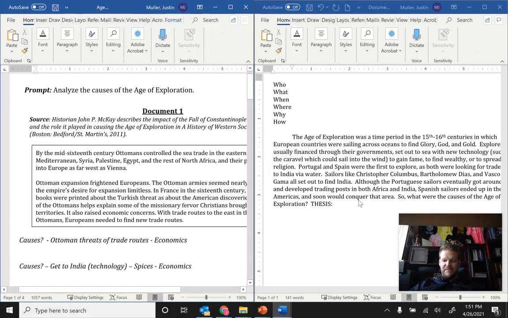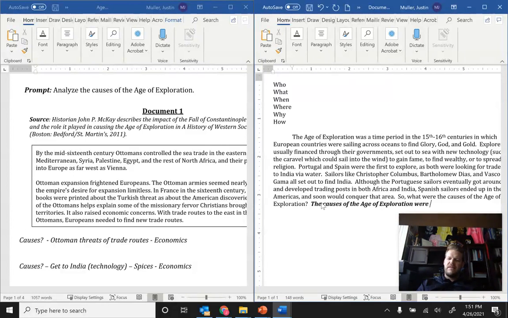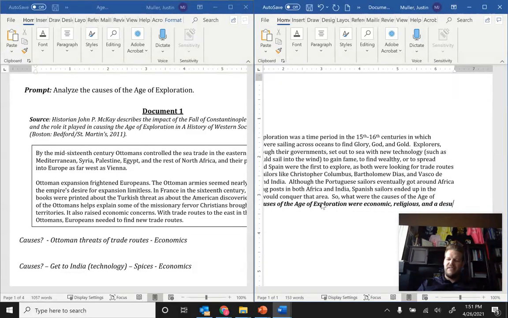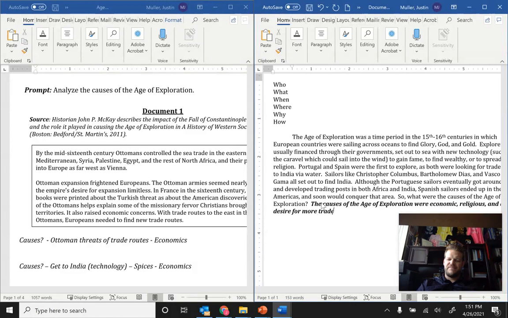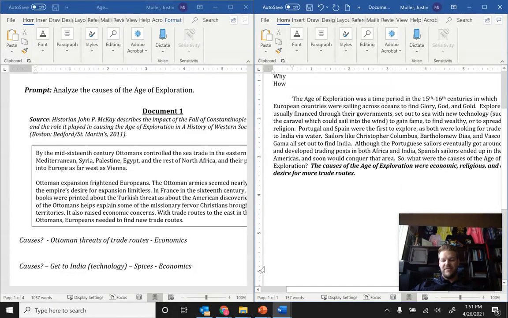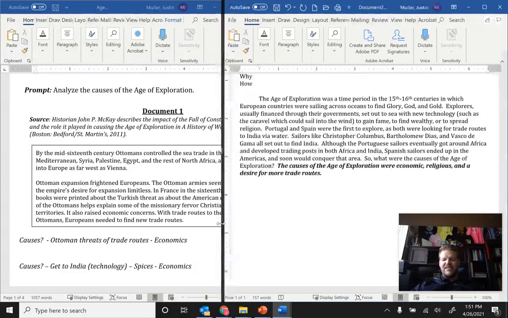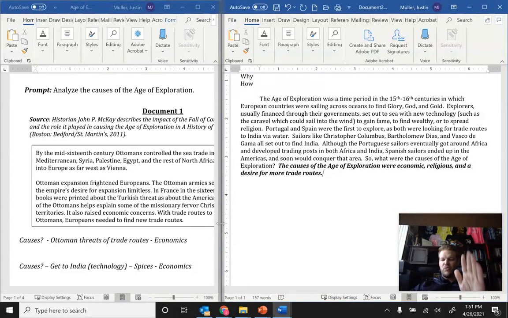Let me go back. My thesis then is, and I'm going to put it in bold and italics just for you to see: the causes of the age of exploration were economic, religious, and the desire for more trade routes. That could be reworded better. In fact, I would highly recommend you reword this.